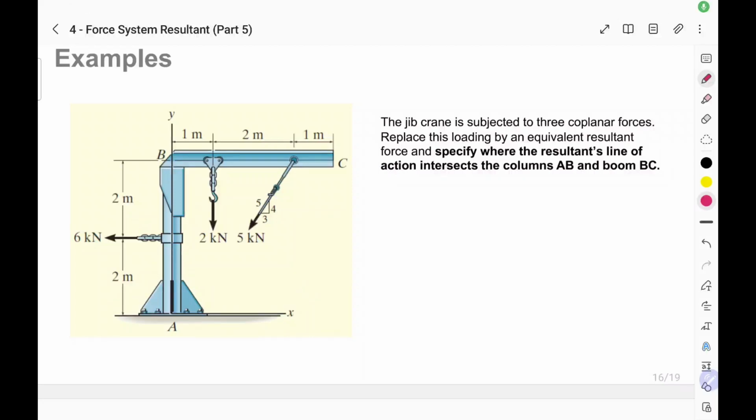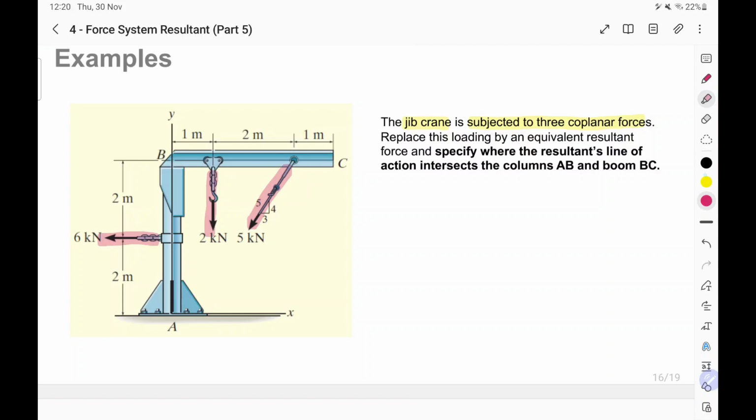Okay, so in this video, again, I'm going to demonstrate how you can calculate an equivalent resultant force which is made up of multiple components. So if you look at this example, the jeep crane, this is a jeep crane structure, it is subjected to 3 coplanar forces. So let's check, are there really 3 coplanar forces? There's 1, 2, 3. Yes, that's right.